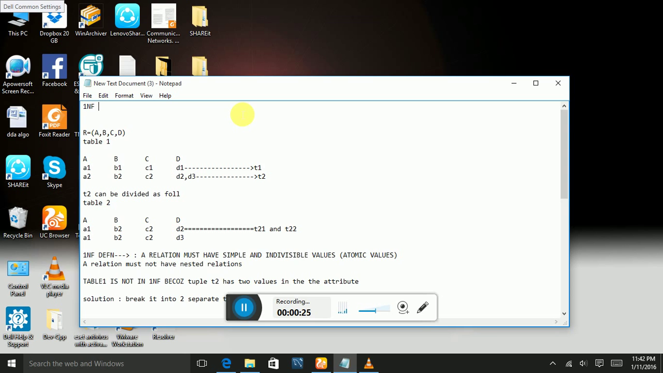I presume you have knowledge of the following concepts in database management systems. The first is entity integrity and referential integrity constraints, and the second is functional dependencies. If you have these two, I think that's more than enough to study the normal forms.